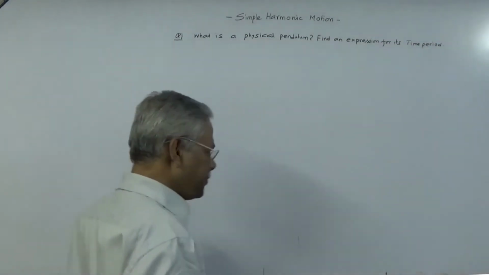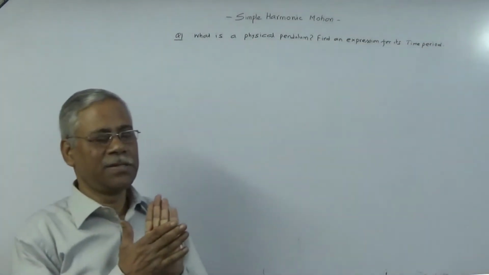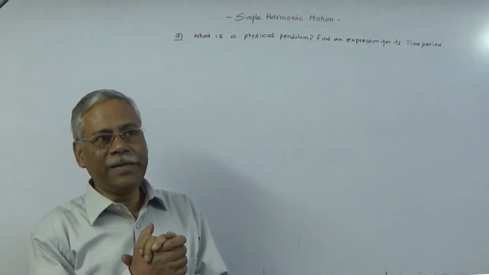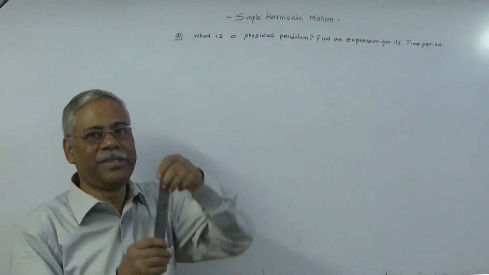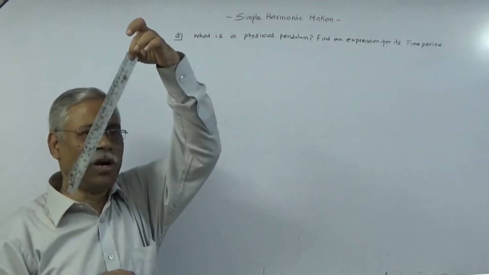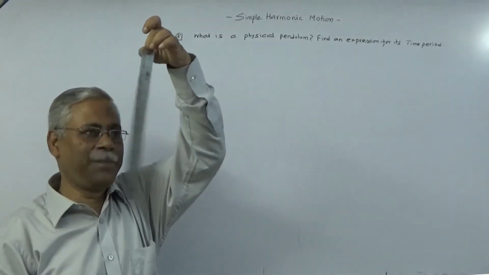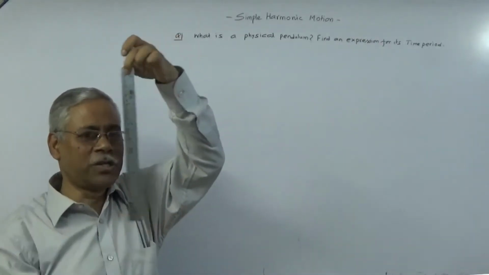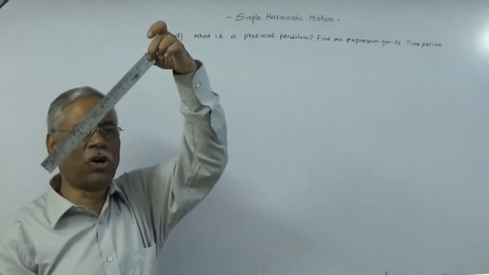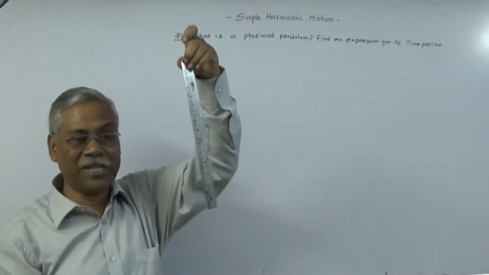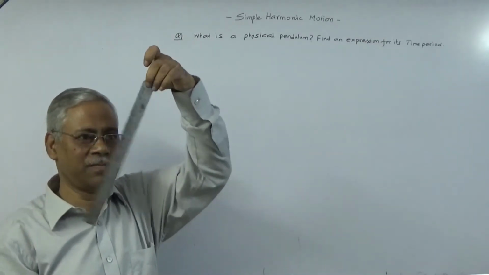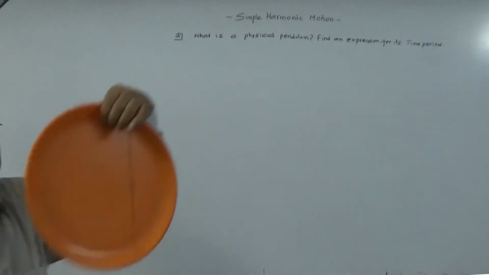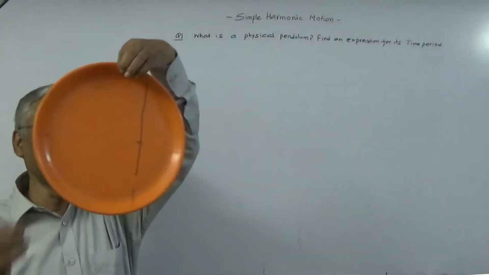A physical pendulum is an oscillating solid body. For example, this is called a physical pendulum. A rigid body oscillating is called a physical pendulum. It is not a simple pendulum. Or this is a solid rigid body, this is oscillating.